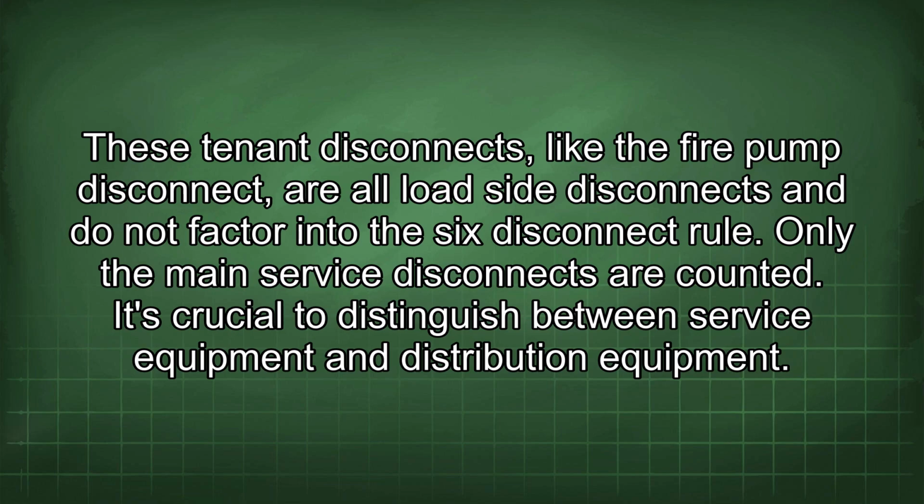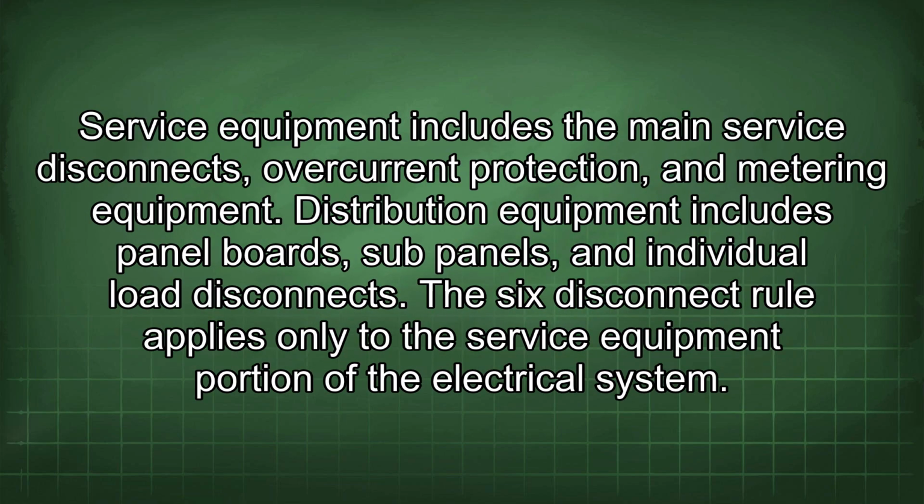It's crucial to distinguish between service equipment and distribution equipment. Service equipment includes the main service disconnects, overcurrent protection, and metering equipment. Distribution equipment includes panelboards, sub-panels, and individual load disconnects. The 6 disconnect rule applies only to the service equipment portion of the electrical system.